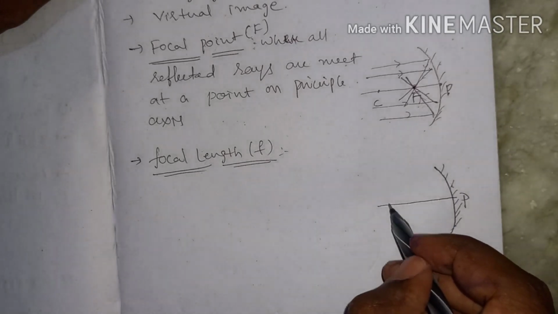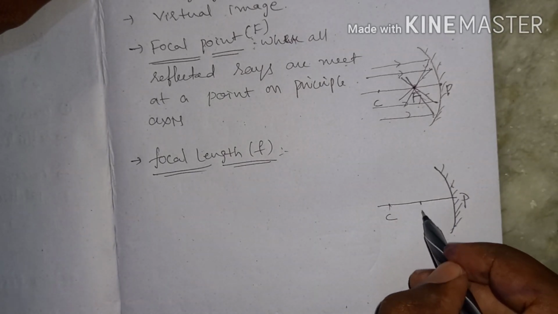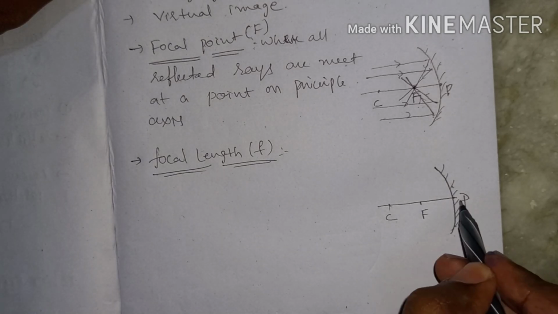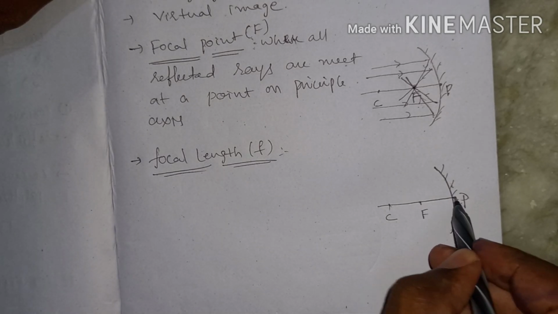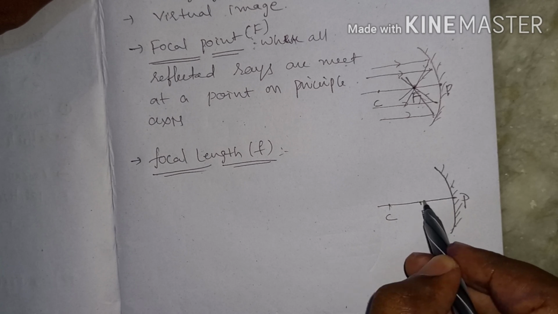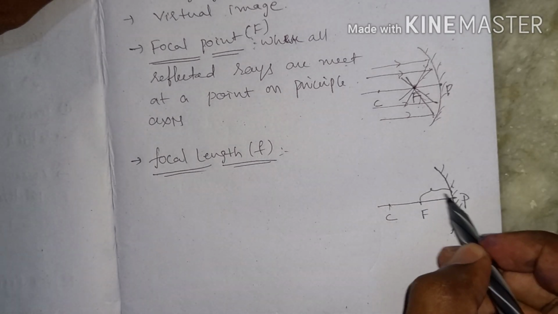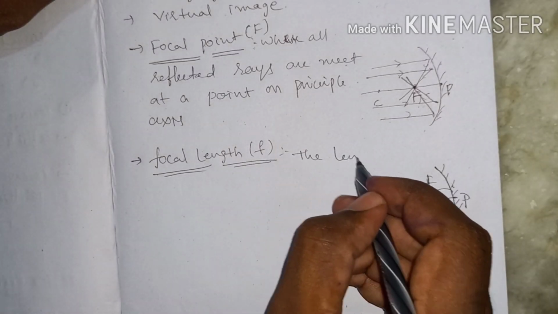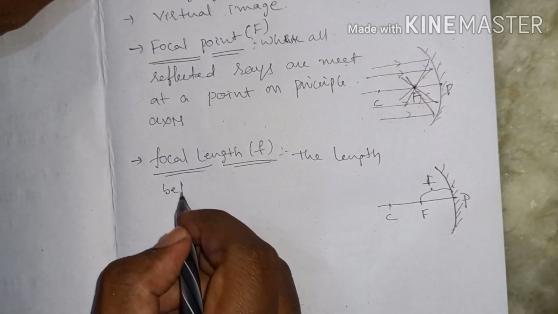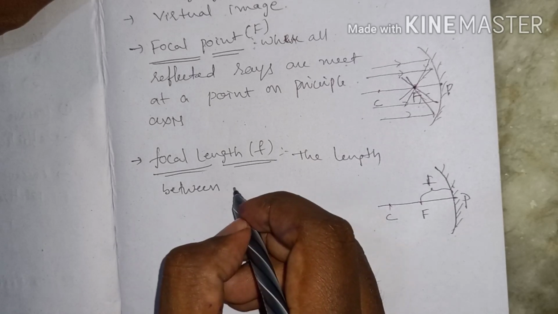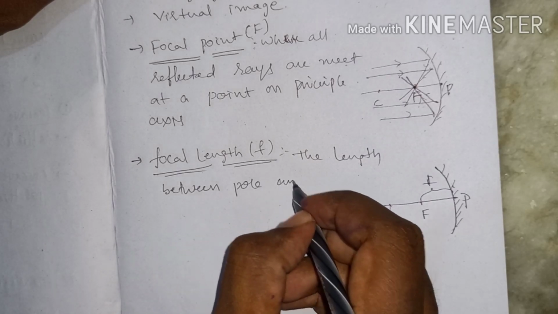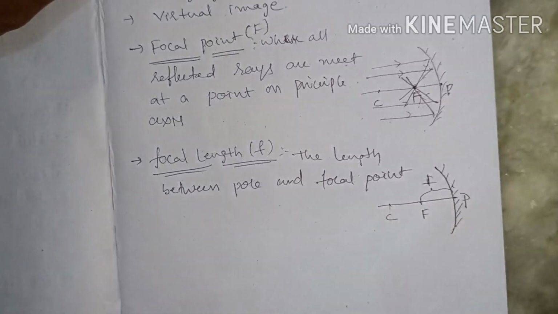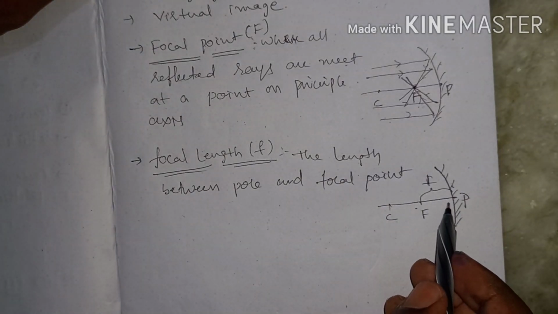Now this is the center of curvature. This is the focal point. Now focal length: the length between the pole and the focal point we consider as focal length. The length between the pole and the focal point we call the focal length.